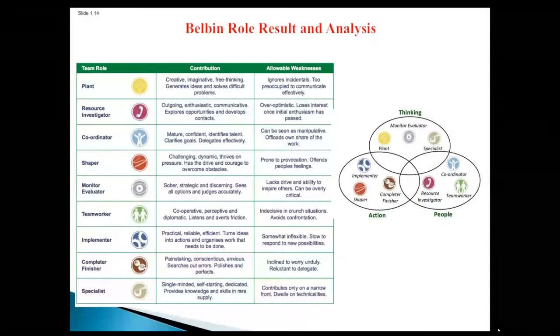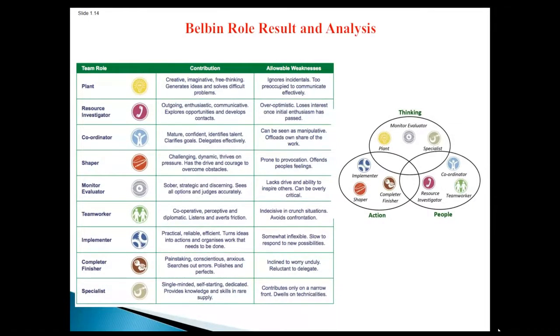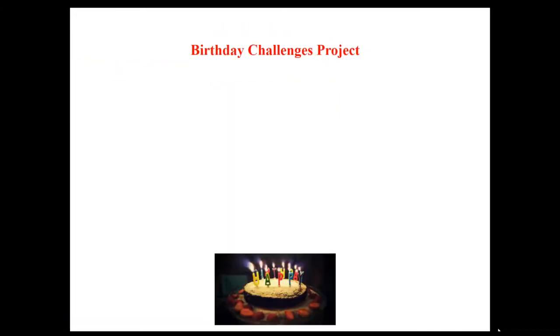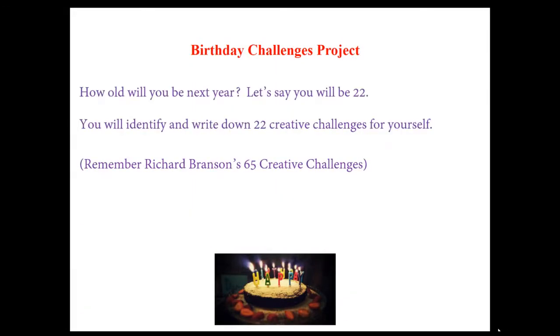In the second option, you complete the Belbin test, which is on Blackboard, and you complete this table, which is called the Belbin roles result and analysis table, which is again on Blackboard in the seminar section, if you choose this option. The third option, as you remember, is the birthday challenges project.